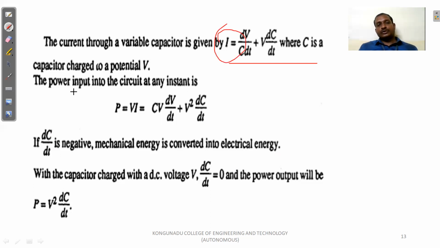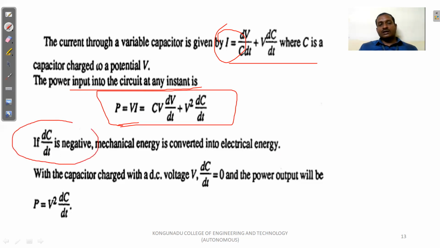Now the power input to the circuit. Power is VI, so we multiply the above equation by V: CV dV by dt plus V squared dC by dt. This is the power equation in the system. If dC by dt is negative, then mechanical energy is converted into electrical energy.